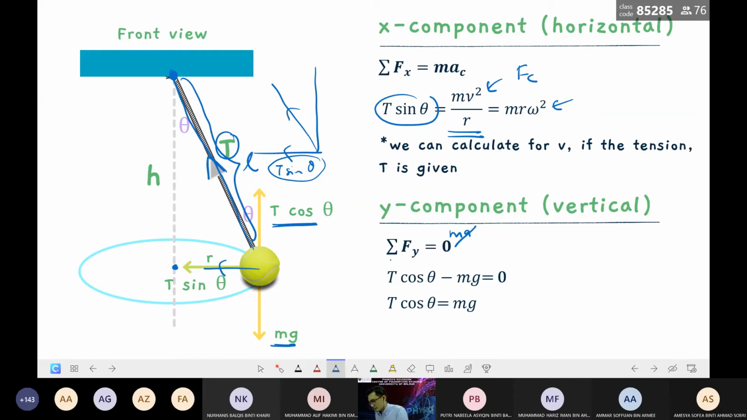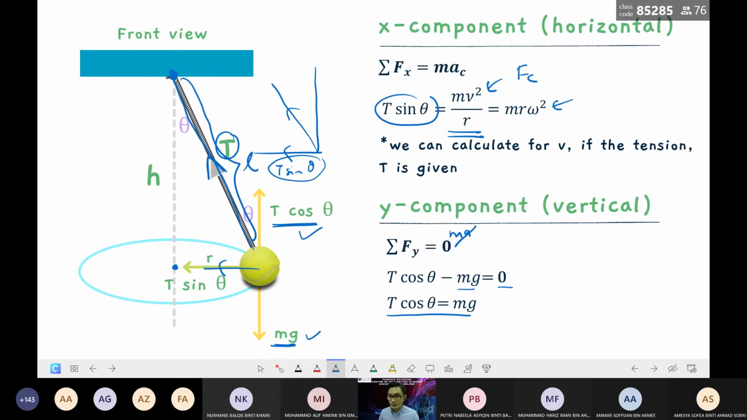That's why I equate the summation of the forces in the Y component to 0 only. And then what forces are involved in the Y component? We have T cos theta and we have mg. Okay, mg is pointing downwards, so we minus mg and equate it with 0. And then we rearrange this, we will get T cos theta is equal to mg.